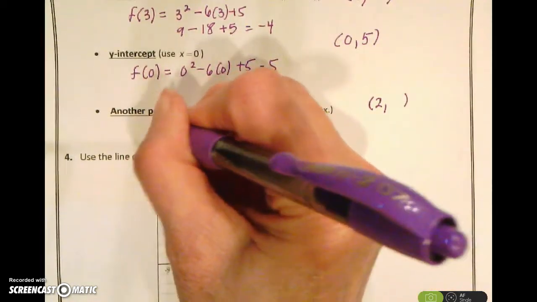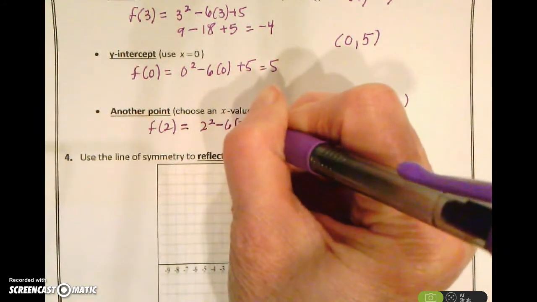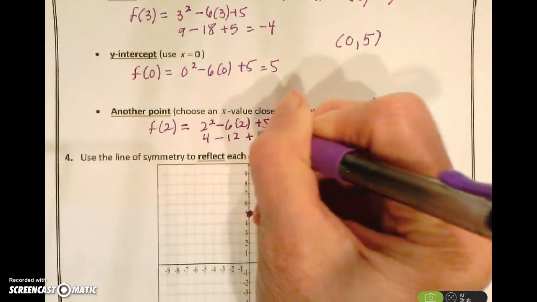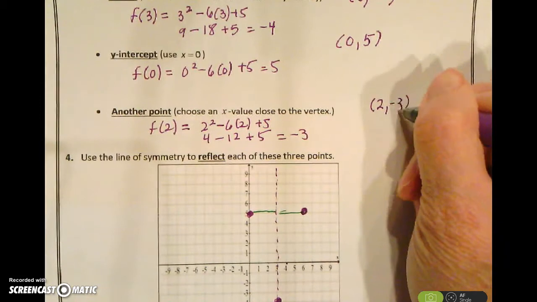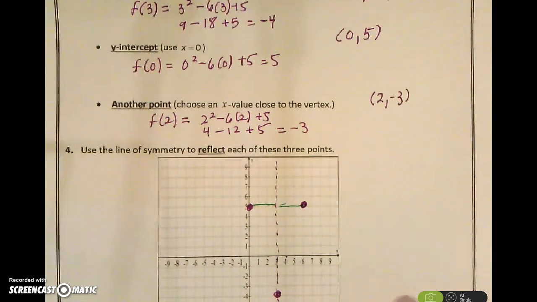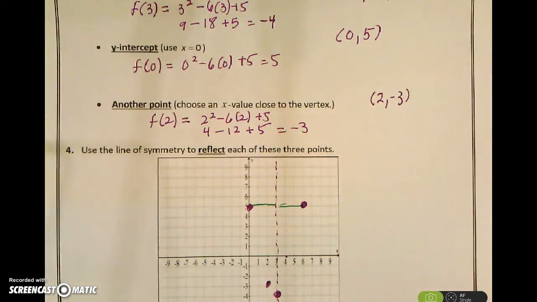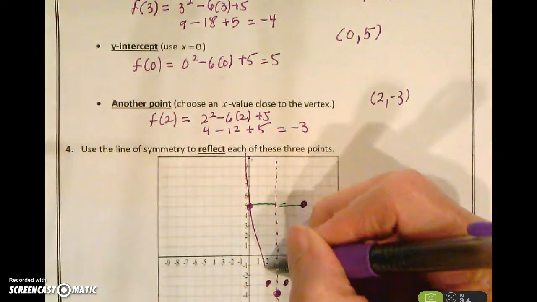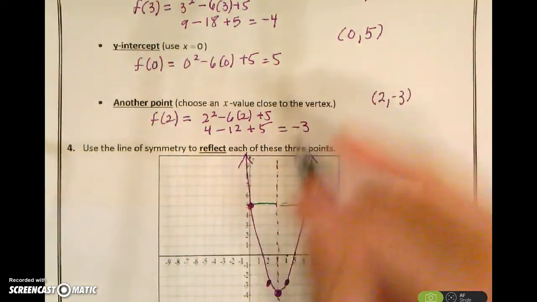So let's figure out what f of 2 is. So that's going to be 2 squared minus 6 times 2 plus 5. So 4 minus 12 plus 5. Negative 8 plus 5 is negative 3. And so we get the point (2, negative 3). So 2, and 1, 2, 3, which is right here. And again, use that symmetry to get the point on the other side of the axis. So now we can connect all of our points with a smooth curve.